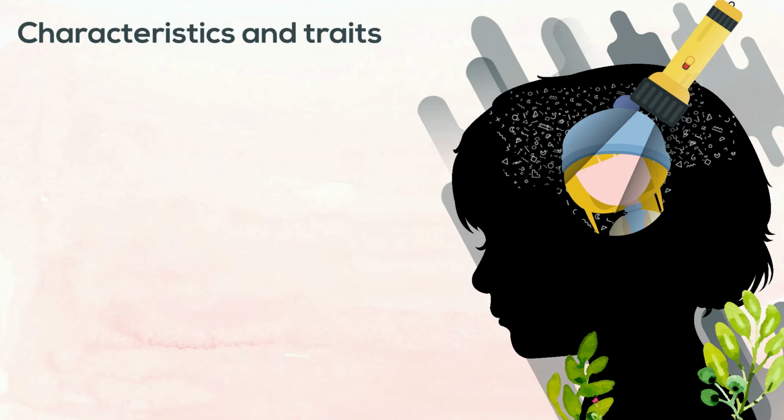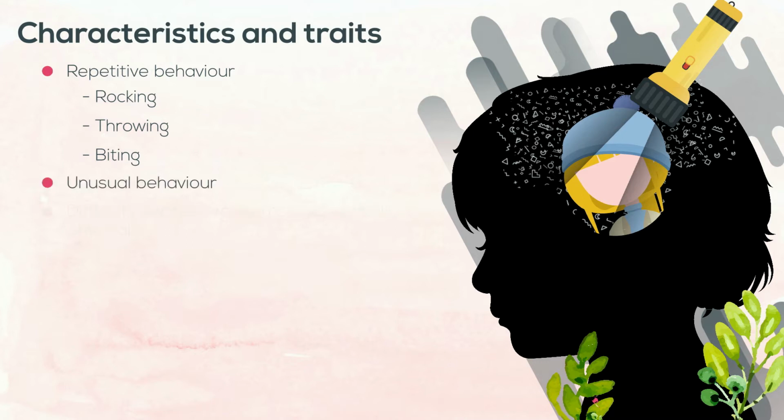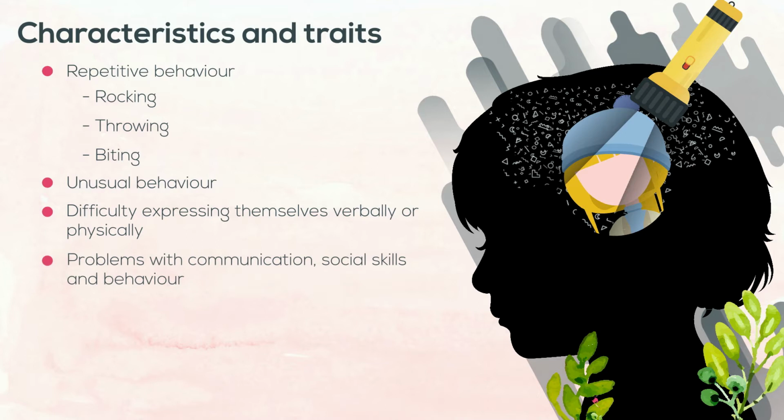For example, individuals with autism exhibit repetitive behavior, which may manifest as rocking, throwing tantrums, and biting. In addition, autistic children may behave unusually or have difficulty expressing themselves verbally or physically while attempting to cope with a particular situation. Problems with communication, social skills, and behavior are, therefore, common traits.